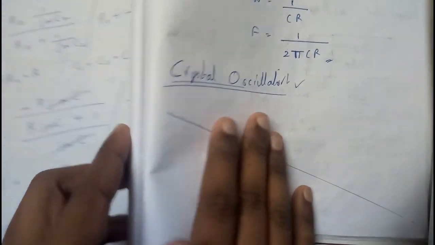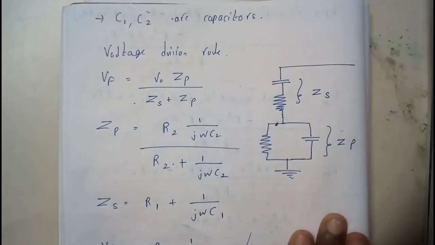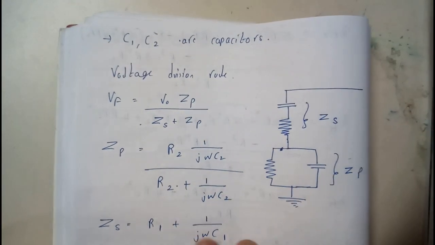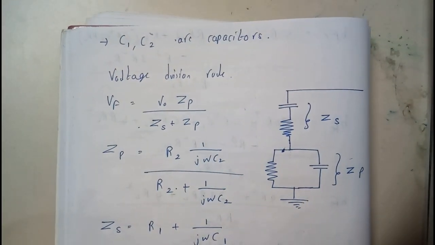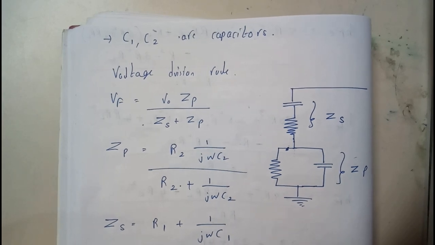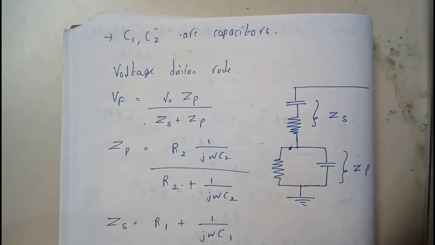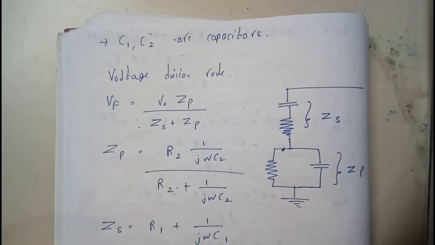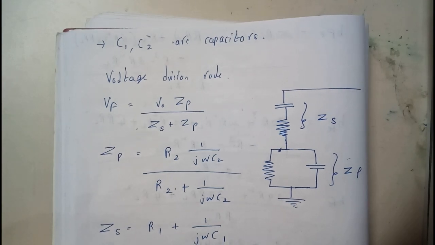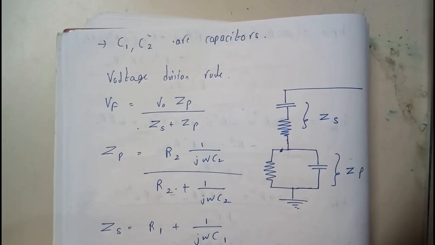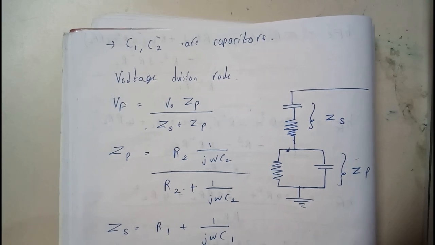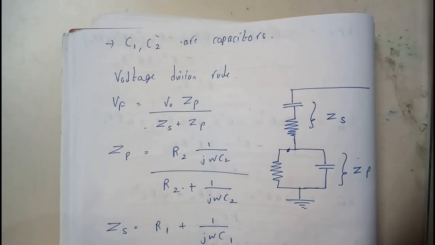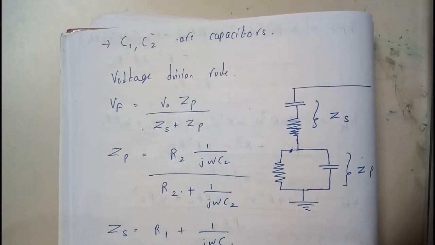Now let us go with our proof. We all know C1 and C2 are capacitors. If we apply the voltage division rule, one of the most important rules in basic electronics, that is BEE, which we have just learned, then VF equals V naught times ZP by ZS plus ZP. We will assume this as ZP and this as ZS, with V naught as the input and VF as the output.